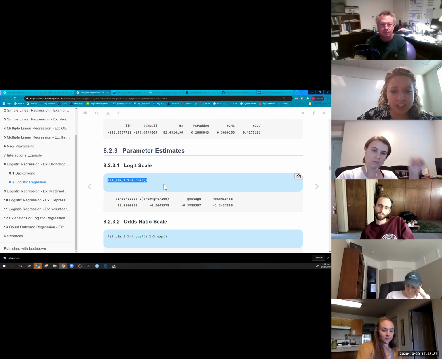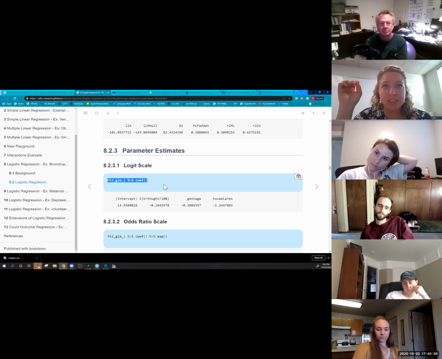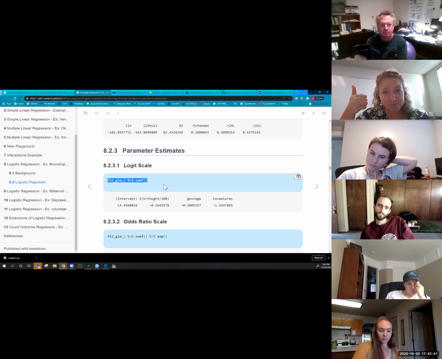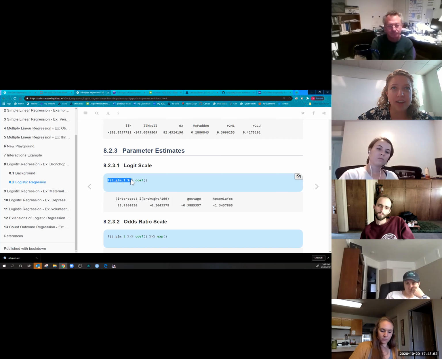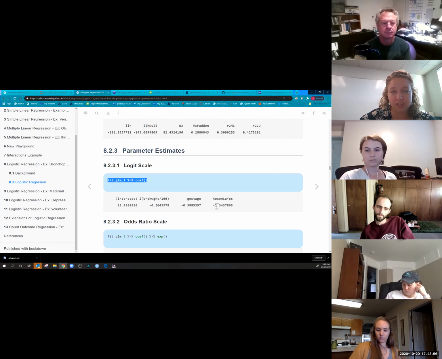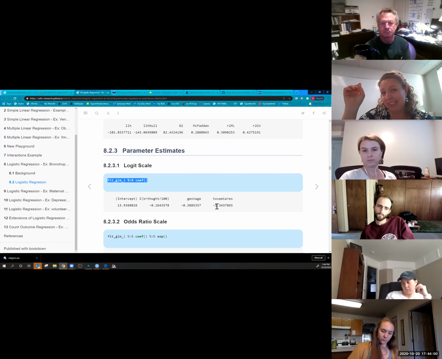Okay. Coefficients. So the coefficients are the betas. Now in this model, we have an intercept. We have the birth weight divided by 100, gestational age, and whether or not the mom has toxemia. We have 3 predictors. I can say for this model, give me the coefficients, and we get all these beta coefficients. But these are on the Logit scale, which is log odds, which makes no sense to anyone.